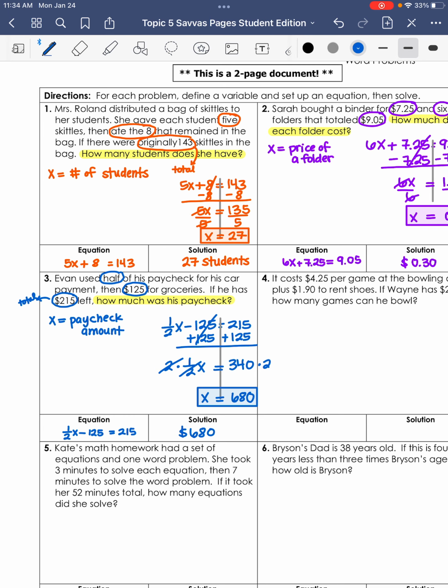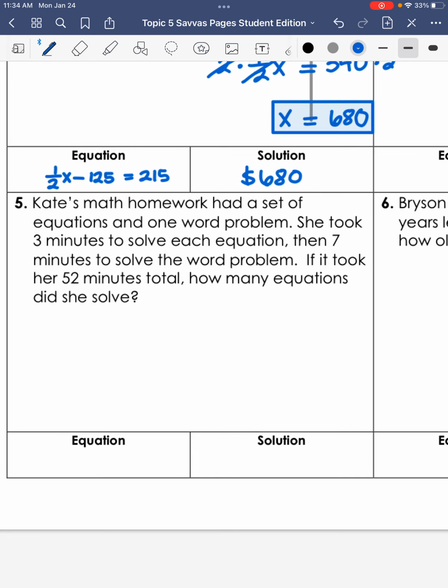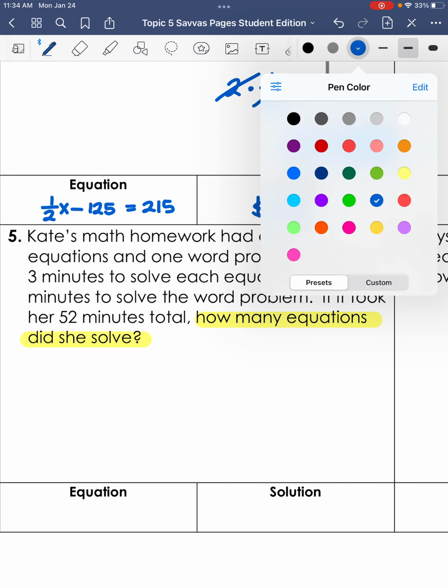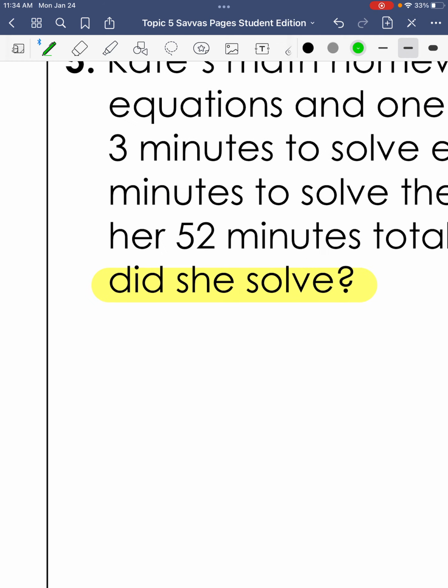Okay, let's move on to number 5. Kate's math homework had a set of equations and one word problem. She took 3 minutes to solve each equation, then 7 minutes to solve the word problem. If it took her 52 minutes total, how many equations did she solve? Okay, we're trying to answer this question here. So it doesn't matter what variable you use. I'm going to use x because it's super common. So x equals the number of equations.